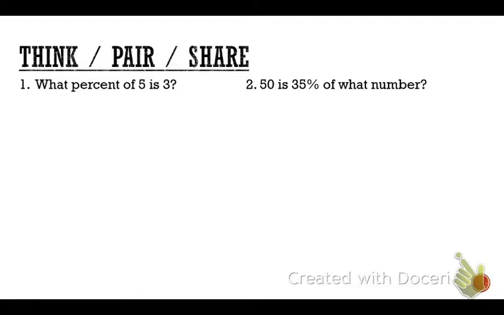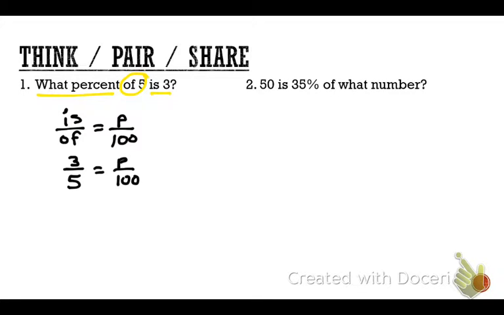Okay, we've got 2 think, pair, share problems. I want you to go ahead and do this first one with your partner. All right, as I walked around, I saw lots of good answers. First up, what percent of 5 is 3? Remember, every time you want to start with is over of equals p over 100. Guys, what's my is? It is 3. What's my of? 5. 3 over 5 equals p over 100.